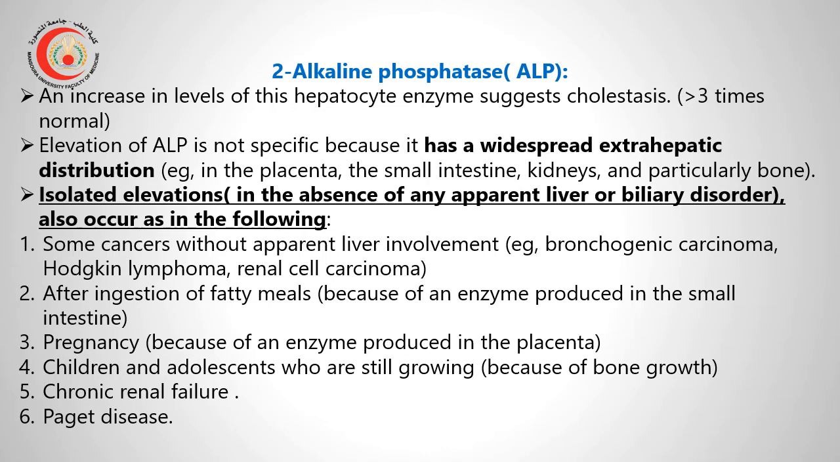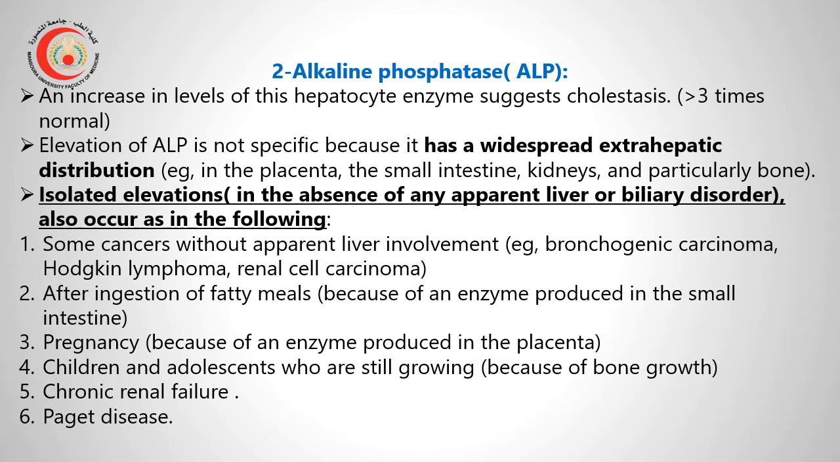It is usually elevated above 3 times the upper limit of normal. Elevation of alkaline phosphatase is not specific because it has a widespread extrahepatic distribution. It is present in the placenta, small intestine, kidney, and particularly in the bone. The isolated elevation, meaning in the absence of any apparent liver or biliary disorder, also occurs in the following conditions.